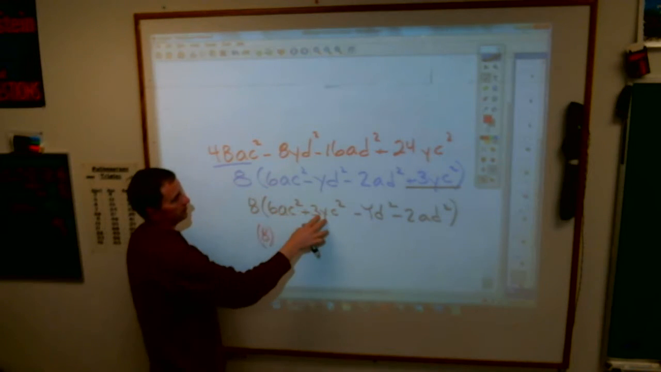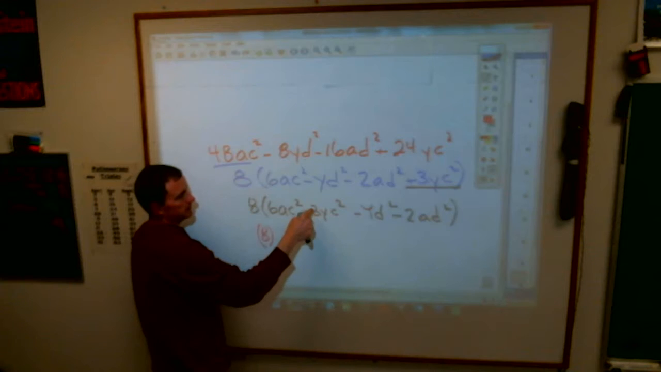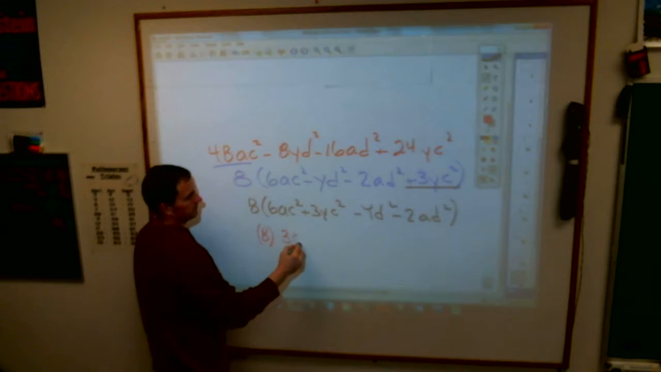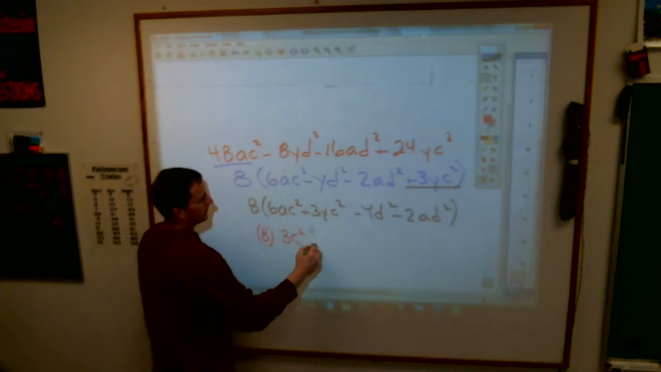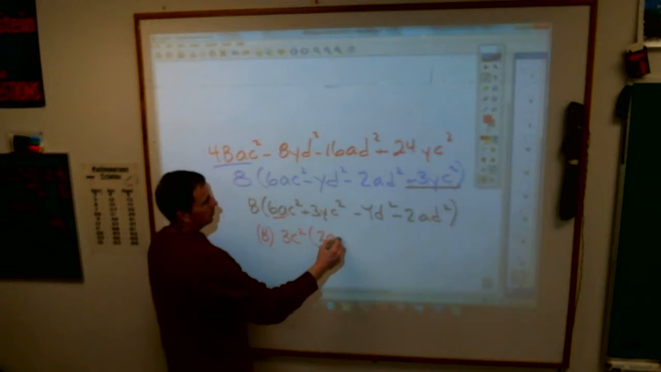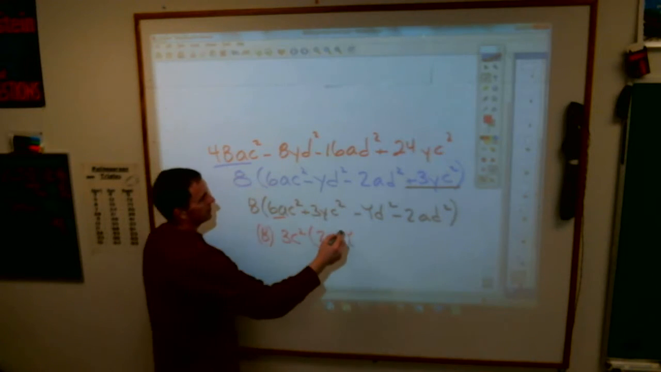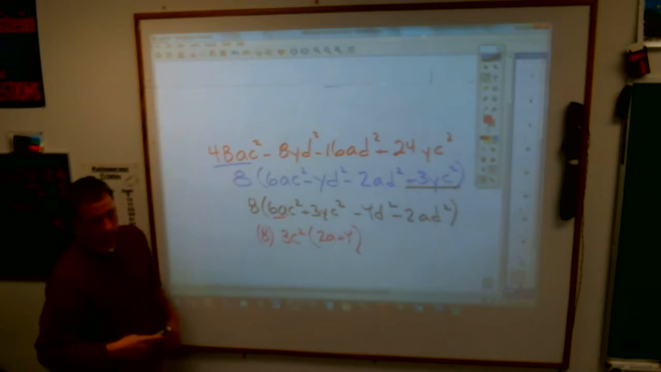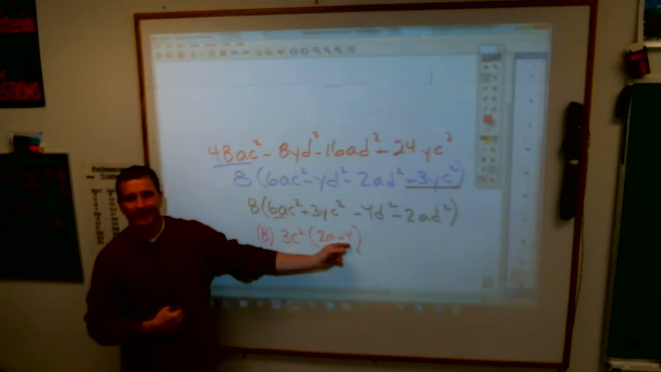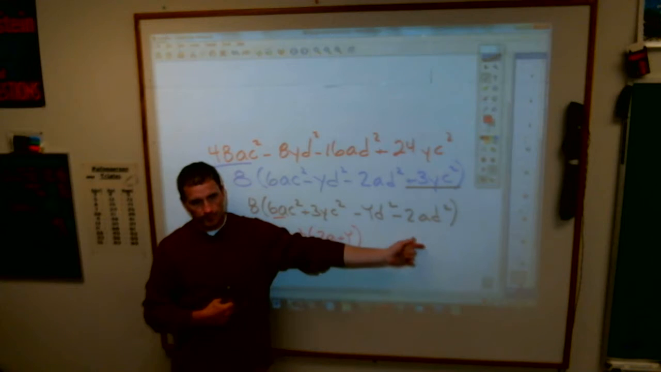What can I take out of both of those? 3c squared, right? So I'm left with a 2a here, plus a y. So, again, your goal is to get a 2a plus y in a parenthesis over here.